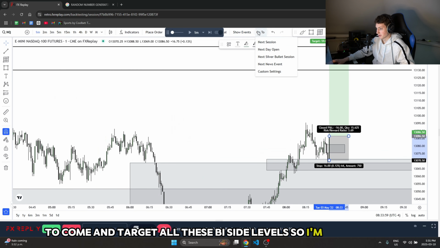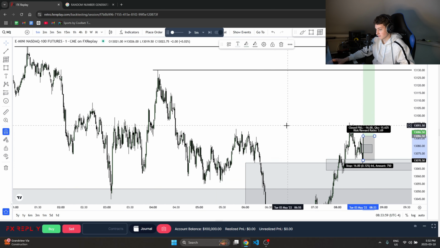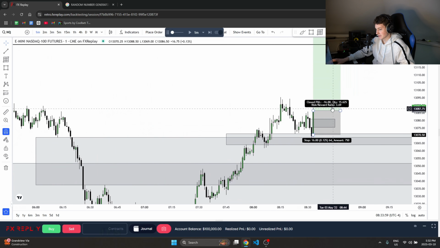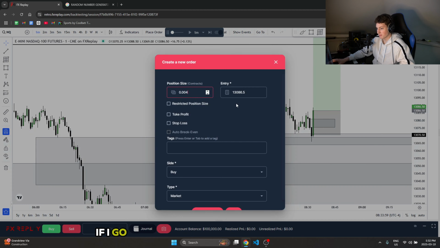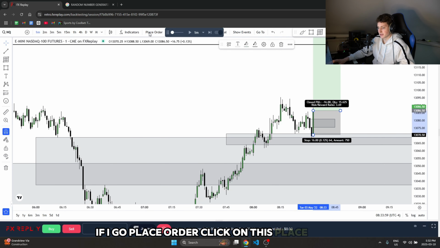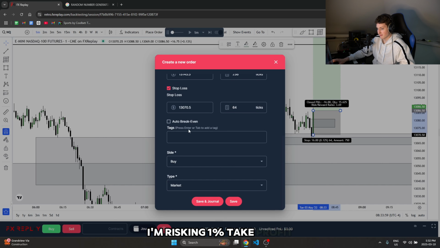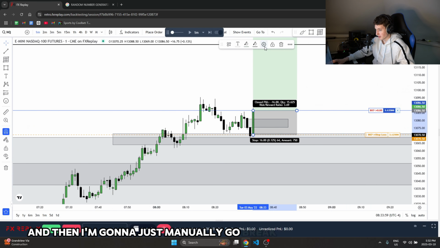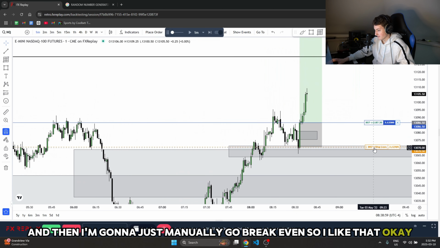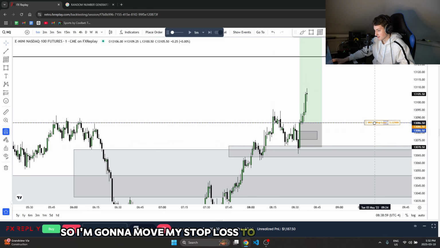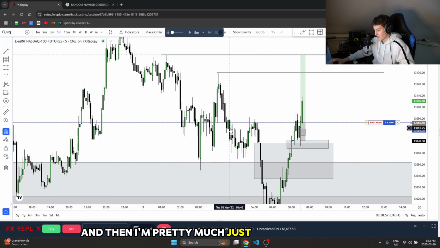It's a risky setup, but I'm willing to take it just because of the risk to reward. So if I go place order, click on this, place order, I'm risking 1%, take profit, and then I'm gonna just manually go break even. So I like that, okay? So I'm gonna move my stop loss to break even now. Okay, and then I'm pretty much just holding for buy side.